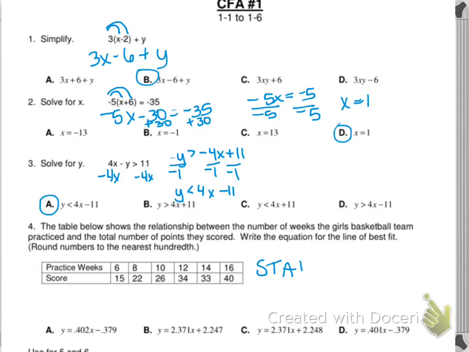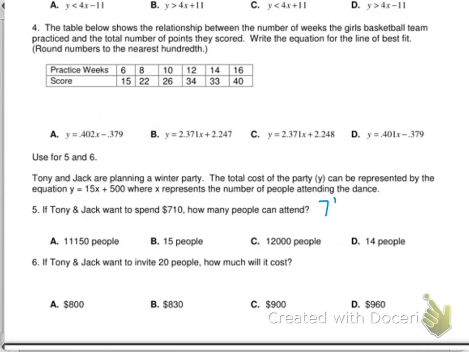For this problem, you're going to be using the stat function of your calculator. The answer choice was C. However, if you put B, I only took off 2 points. So I added back 5 points because you just misrounded if you did that problem. Okay, so hopefully you understand how to round.